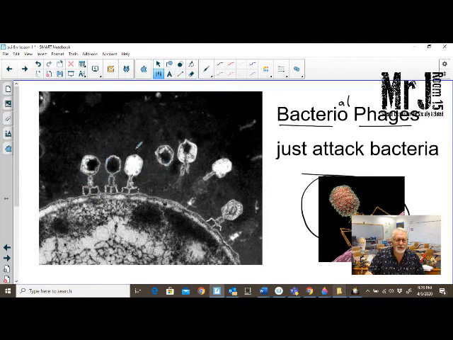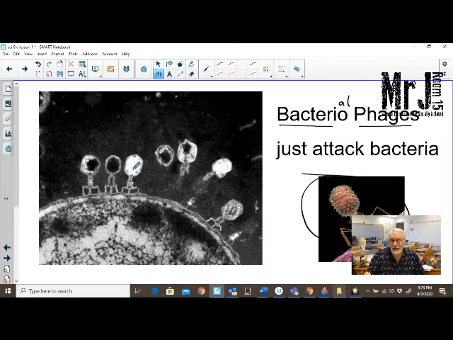And this is an actual electron microscope image of these. And you can see the bacteriophages attached to the side of the bacteria. They only attack bacteria. So here's the bacteria, and here are these things. They're so small, you can see there's a whole bunch of them attached here.